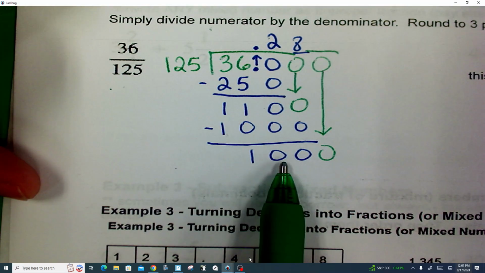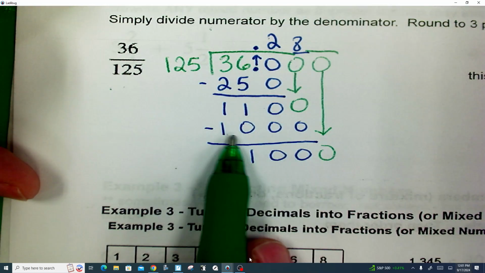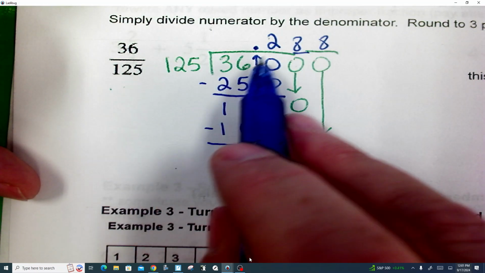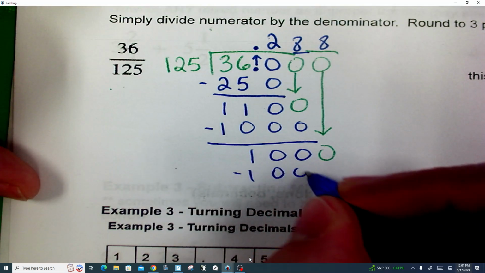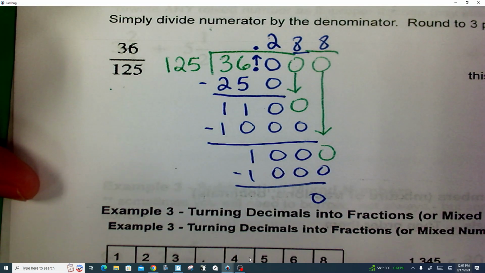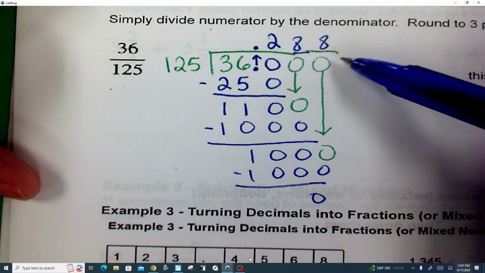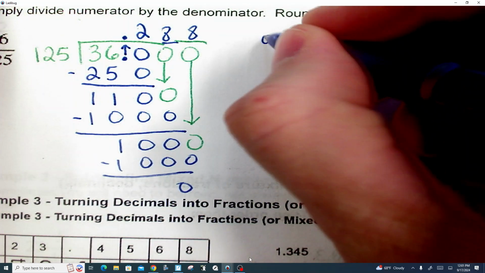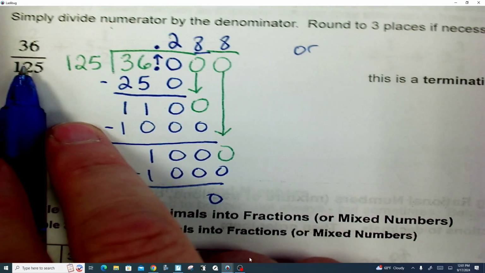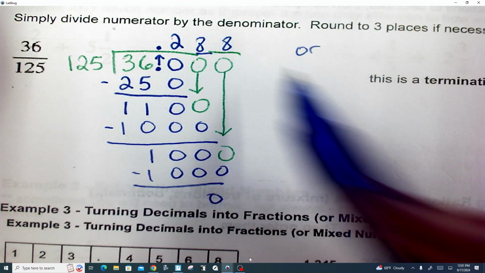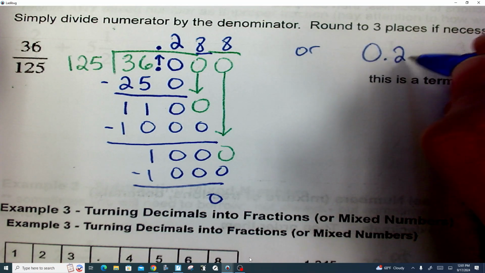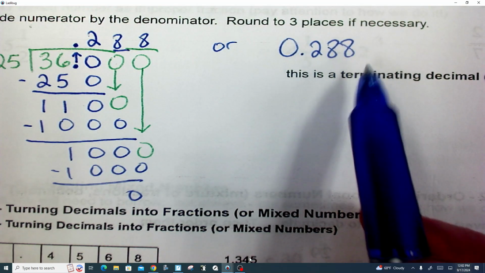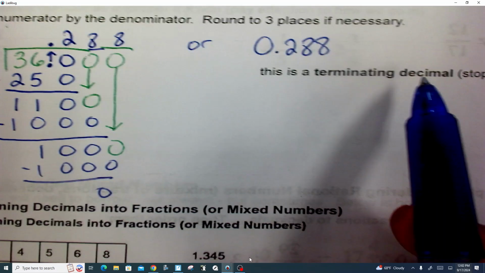We know 125 can go into 1,000, and in fact, we just learned 125 times 8 is 1,000. So we're just going to times it by 8 again. 125 times 8 is 1,000. There's nothing left over now, so there's no need to add another 0 and drop it. So, what is our answer? This fraction can be written as 0.288. And because that decimal stops, because it didn't keep going and keep going, we call this a terminating decimal.